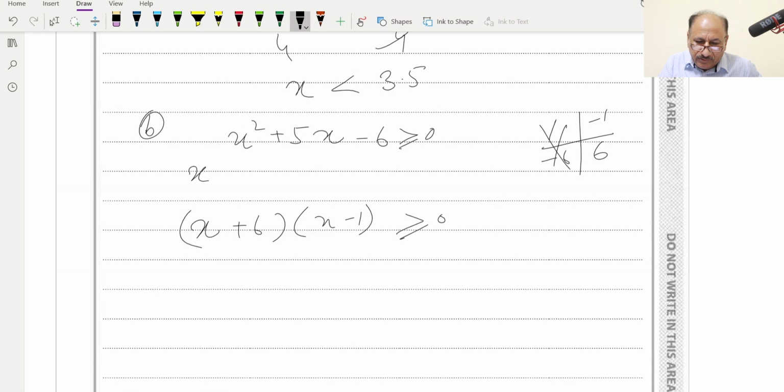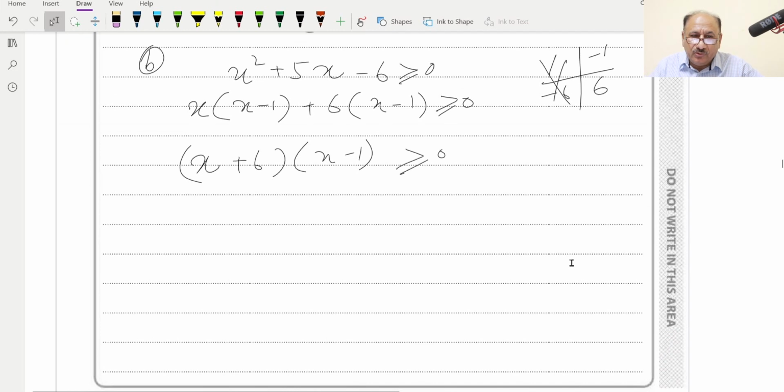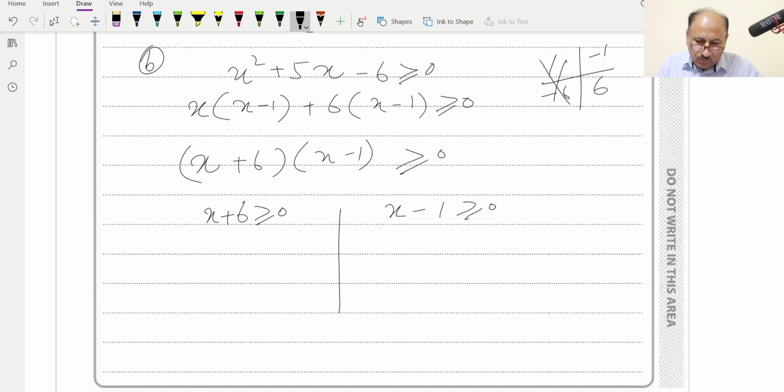And the intermediate step we can write like this one. Hopefully now you are aware of this method which I'm using in all the videos, and this is the easier technique. Now we can write x plus 6 is greater than or equal to 0, and x minus 1 is greater than or equal to 0. So x is greater than or equal to minus 6, and x is greater than or equal to 1. So this will be our answer.